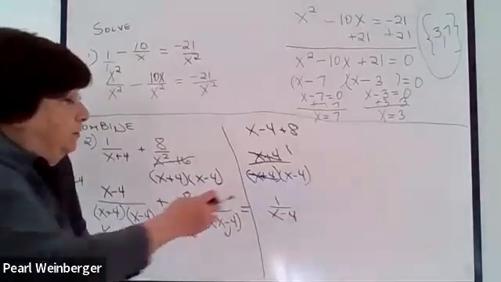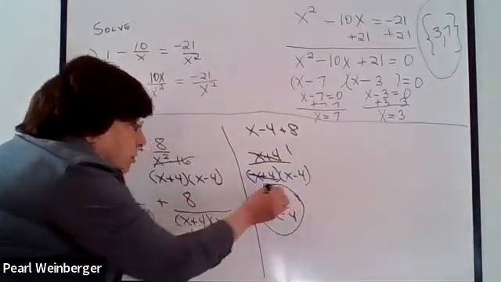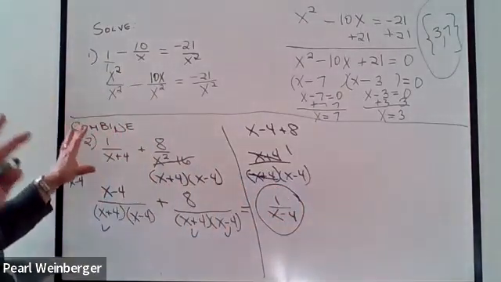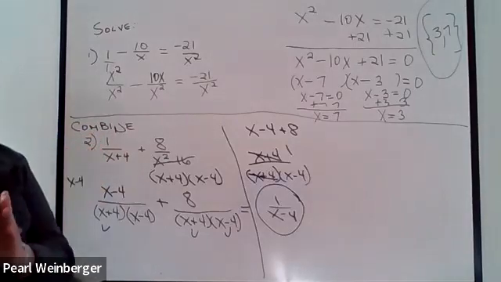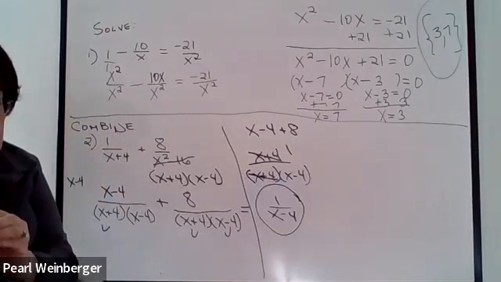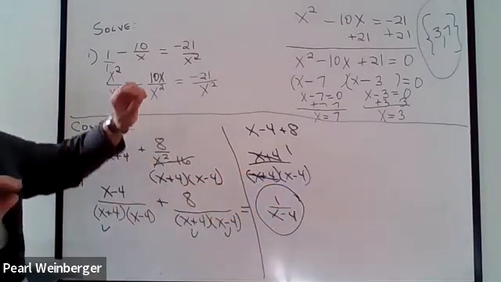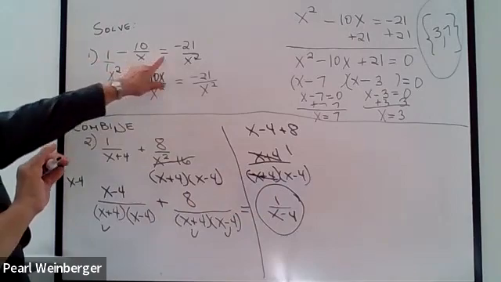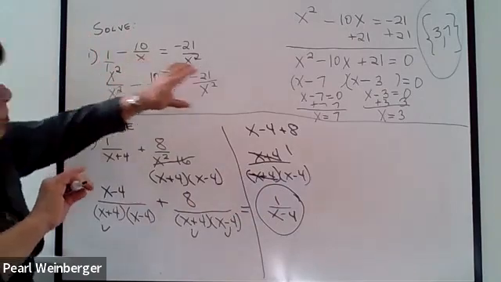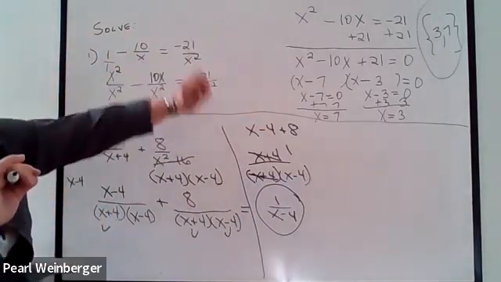Yes, this would be the final answer. Notice this is not an equation. It's not asking you to figure out what x is. There's no equal sign in this. So therefore, your answer is just a fraction. Whereas this, it said to solve, and there was an equal sign, so you have to go all the way until you figure out what x is.